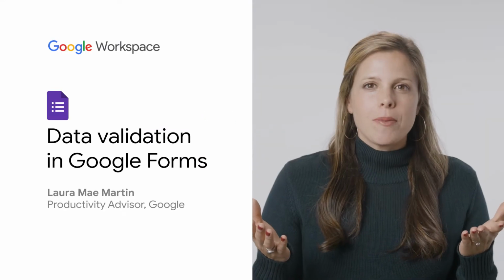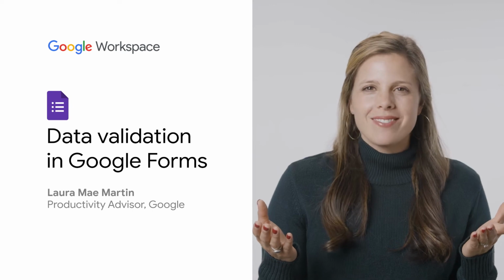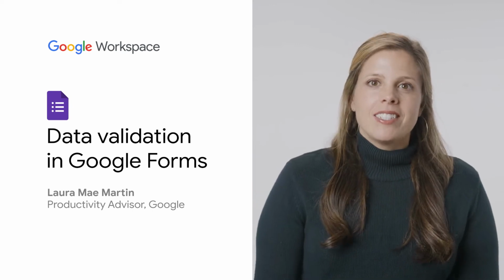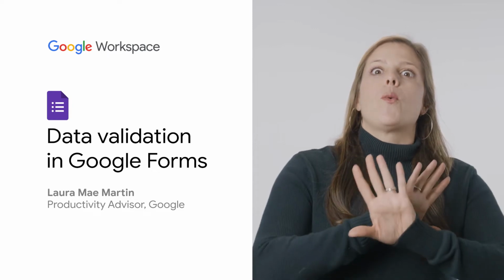Are you getting answers from a Google form that aren't what you needed? Maybe a phone number when you asked for an email. Did you want a short description and they wrote way too much? Want to make sure the 7-digit code you asked for is really 7 digits?